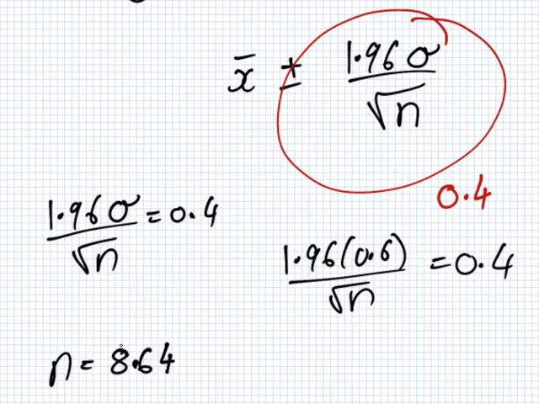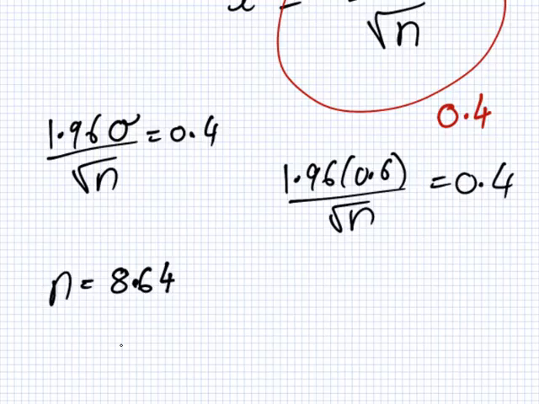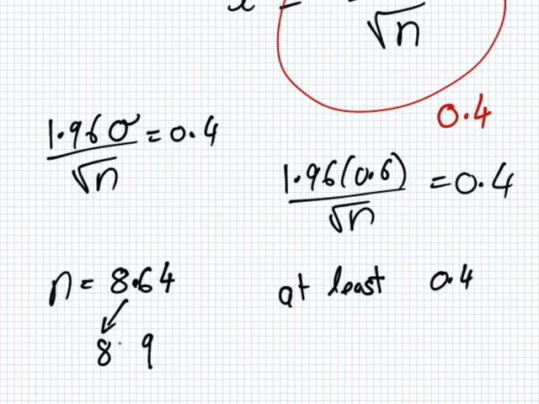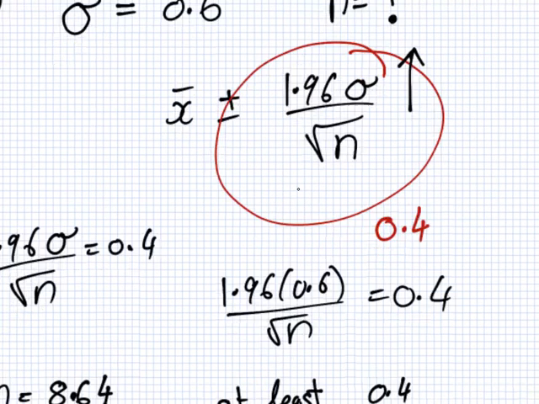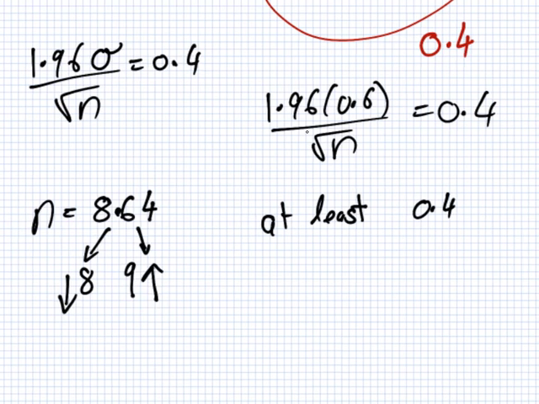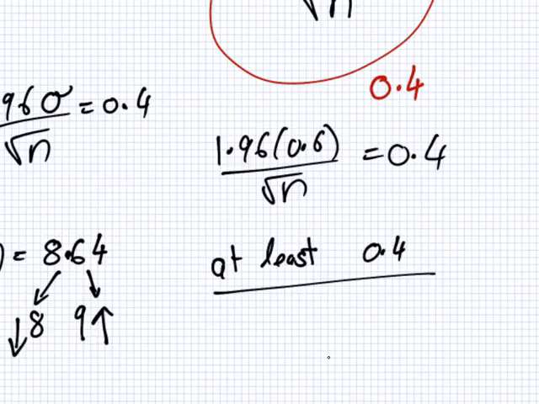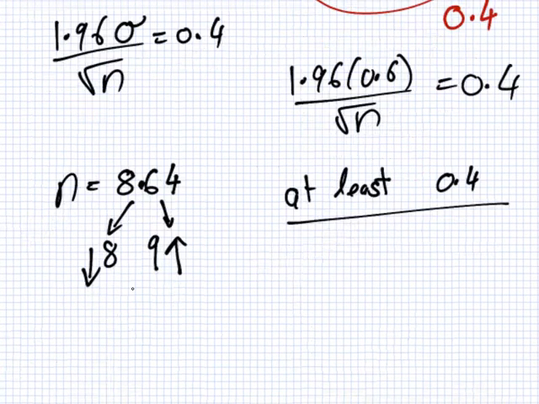8.64. Now, you have to read his words very carefully. He said, find the maximum value of n if the 95% confidence interval is to be at least 0.4 kilograms. At least 0.4. So do we choose 8 or 9? If I choose 8, I'm making n smaller. If I make n smaller, what happens to the value here? It gets bigger. Now, if I go to 9, I'm making n bigger, so this gets smaller. Now, he says at least 0.4, so it's okay if it goes bigger. So bigger means I should go 8.